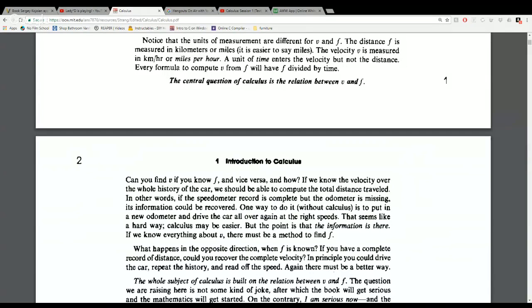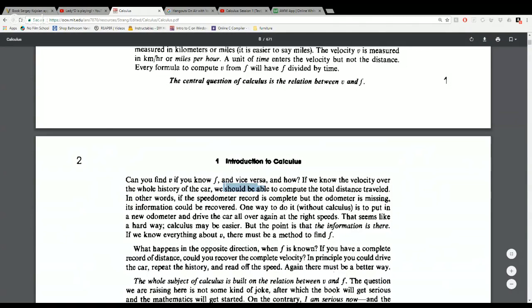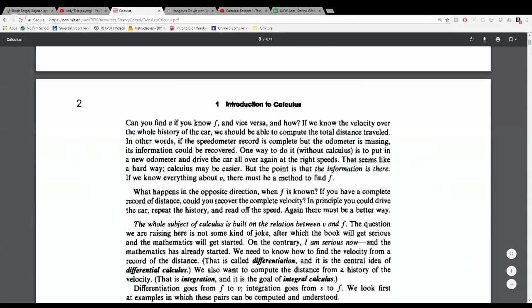3, this much. And I ask you, how much distance have you covered in total? In other words, what is F? Can you answer that question? So this relationship is central. If we know the velocity over the whole history of the car, we should be able to compute the total distance traveled. So this is intuitive. In other words, if the speedometer record is complete, but the odometer is missing, its information could be recovered.